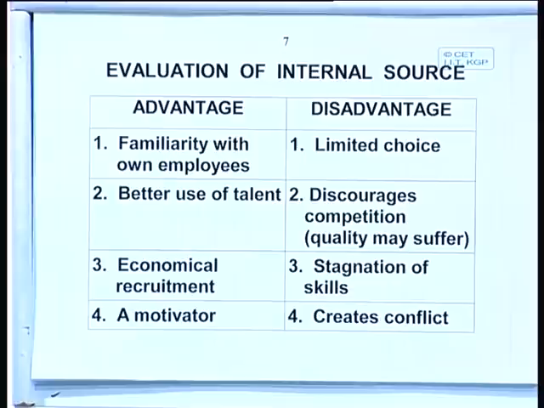Disadvantage is stagnation of skills. Why do you say the stagnation of skills? Evaluation of internal source. Because they say that if you take people from outside, you have infusion of, as they say, fresh blood into the organization. People who come from outside bring with them certain new ideas, some new practices, good people that you take, and it infuses practices which will be more beneficial to the organization.